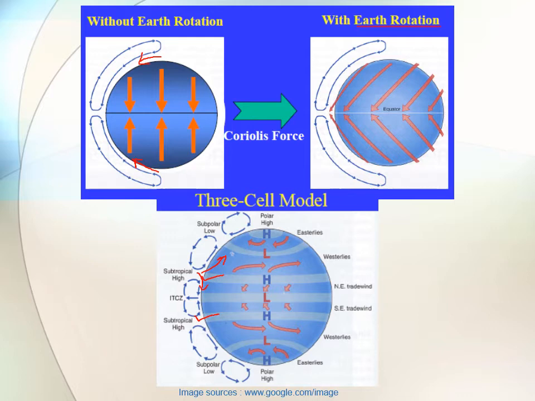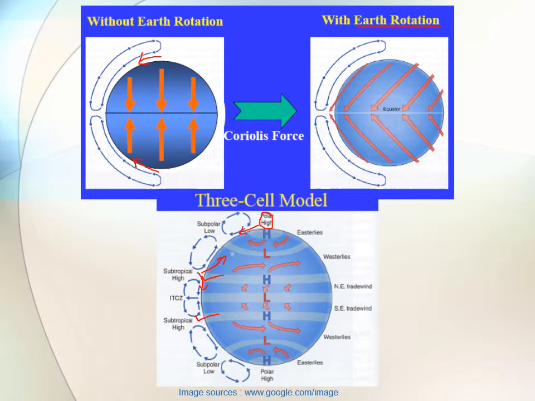After this discovery of Hadley that, apart from the broad convection cell model, there exists a small cell near the equatorial region, another scientist named Ferrel found that a similar kind of cell also exists near the polar region. In the polar region, there exists a polar high, that is a high pressure region, and this high pressure moves as surface wind towards the low latitudes.